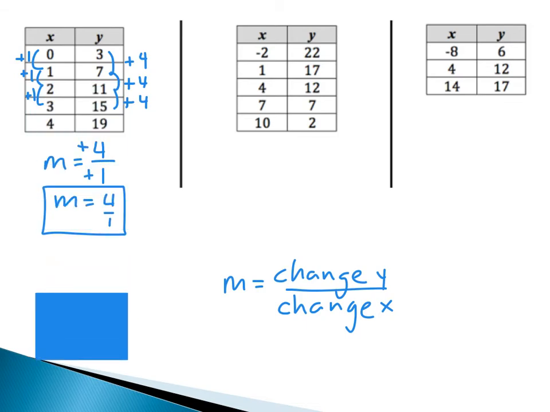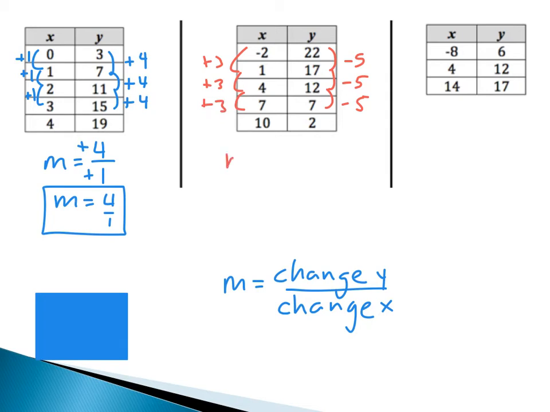Let's take a look here. Let's do the same thing. So first of all, can we recognize a pattern? So I go from 22 to 17. What did I do there? I went minus 5. 17 to 12, minus 5. 12 to 7, minus 5. Boom, we see a pattern. Negative 2 to 1. What did I do there? Negative 2 all the way to 1. Oh, that's plus 3. 1 to 4, that's plus 3. 4 to 7, plus 3.